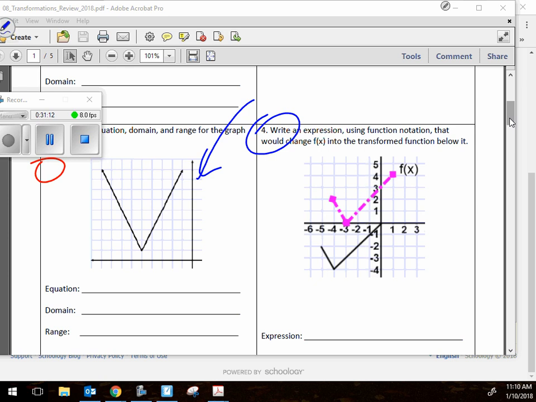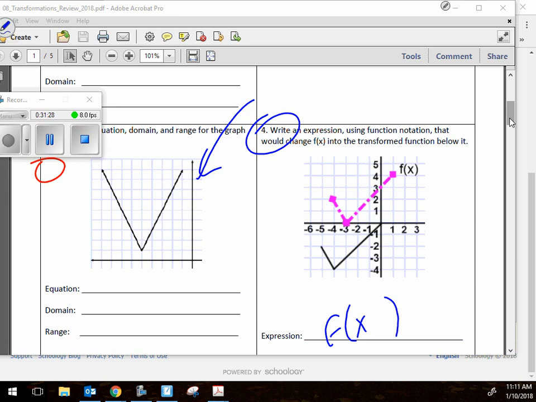On number 4, it's one of these functions, and I don't know what the parent function is. Kind of looks like absolute value, but it's not because there's no arrows on the ends. So that's not absolute value. I call it f of x. I don't know what it is, so I call it f of x. So when you don't know what function it is, you put an f there.